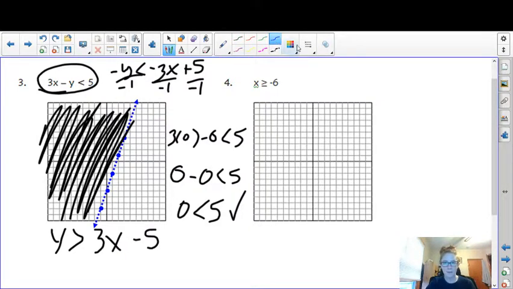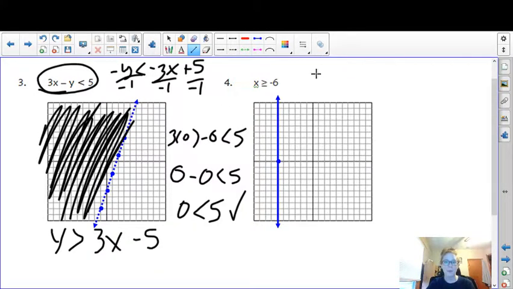My next one is where x is negative 6. So we know x's go left and right. So 1, 2, 6. There's my first dot. And I see that it's greater than or equal to. So with my line, it's going to be solid. And it's just the line x is equal to negative 6.